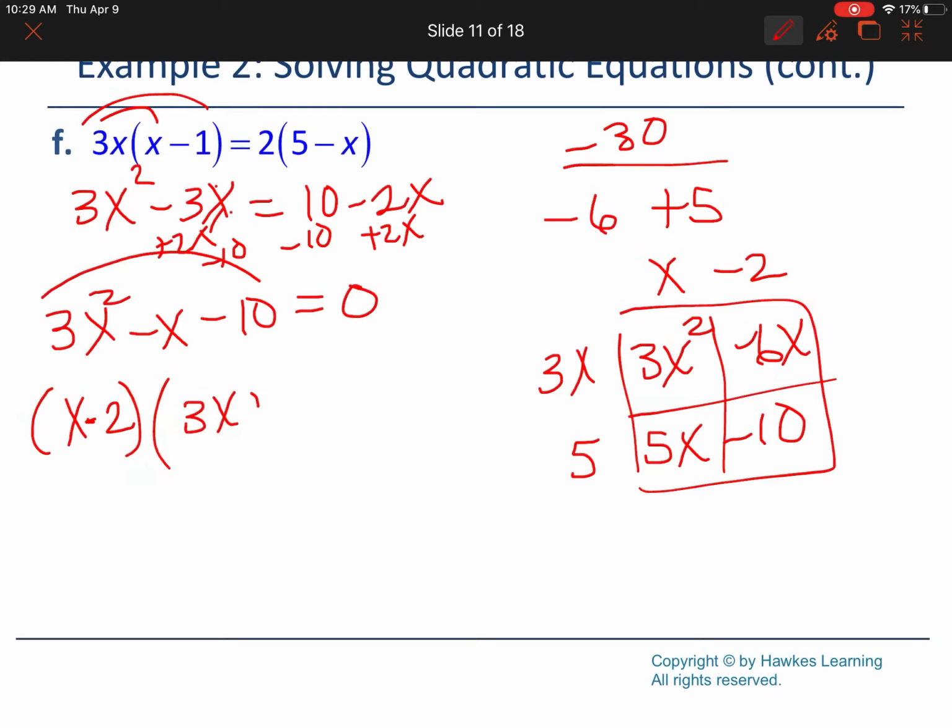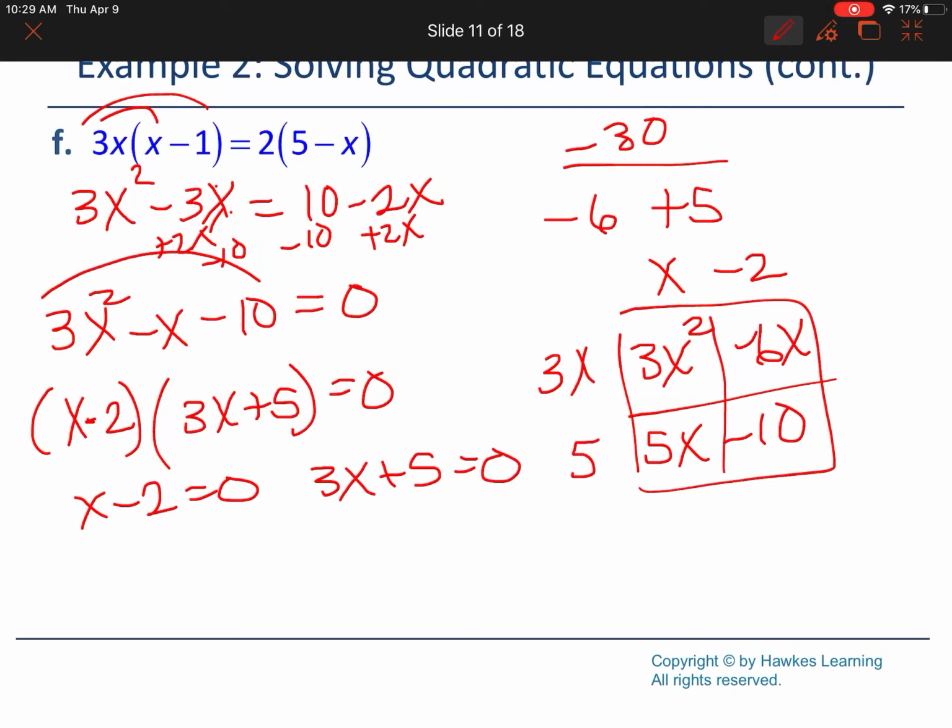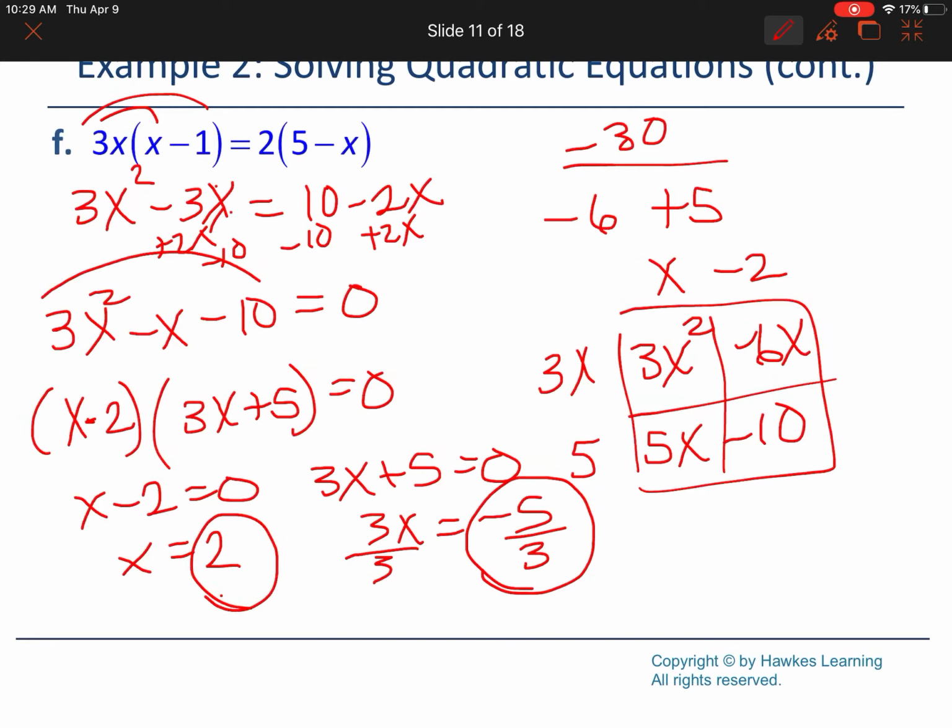and 3x plus 5. So that means that either x minus 2 is 0 or 3x plus 5 is 0. And then I solve each one of those. X equals 2. I subtract the 5 over and divide by 3. So there's my answer, negative 5/3 and positive 2.